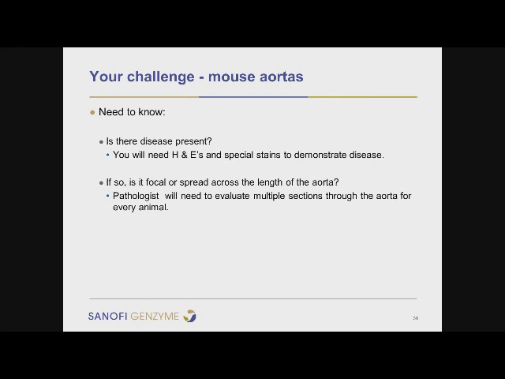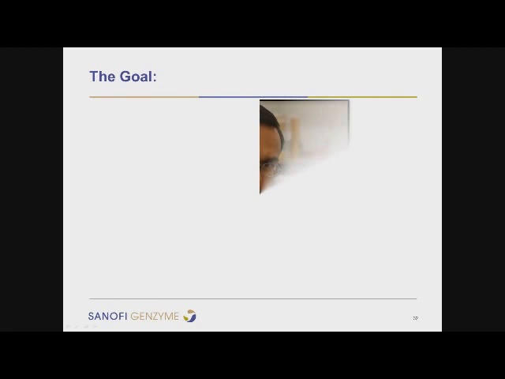So your challenge is mouse aortas. What we needed to know is, first, is there disease present? So we needed to create H&Es and then create slides that we could do special stains on to demonstrate the disease. And if so, is the disease focal or spread across the whole length of the aorta? The pathologist will need to evaluate multiple sections through the aorta for every animal.